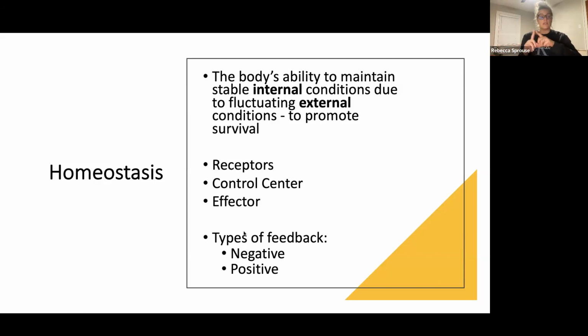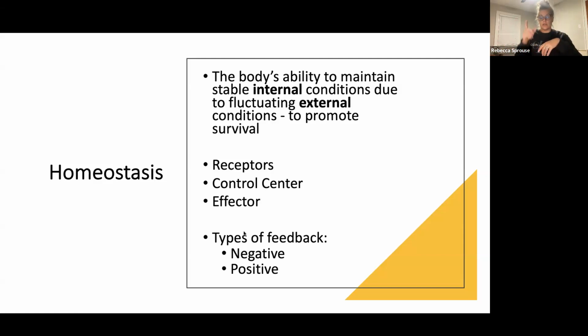The first step is a receptor detects a change in the environment. Let's say you walk outside and it's really cold and your hands get cold. You have thermoreceptors, or temperature receptors, in your fingers that send a message through your nervous system up to your brain. And that message is, hey, it's really cold.